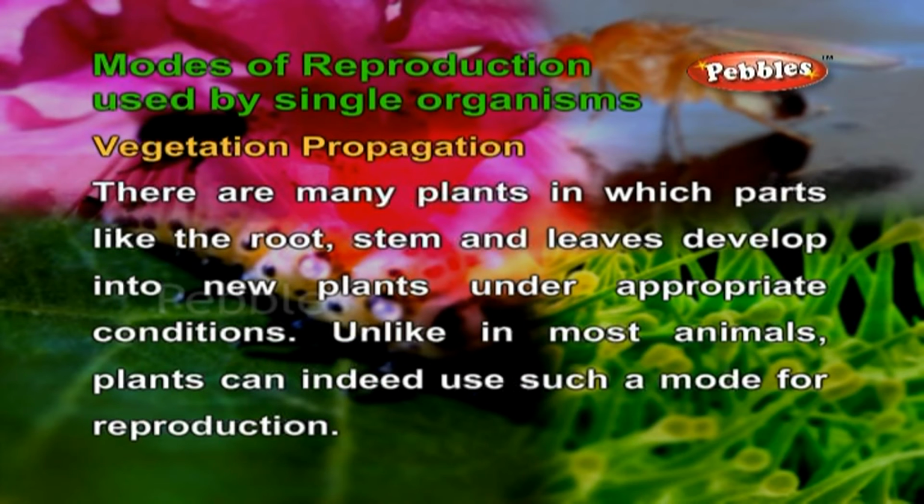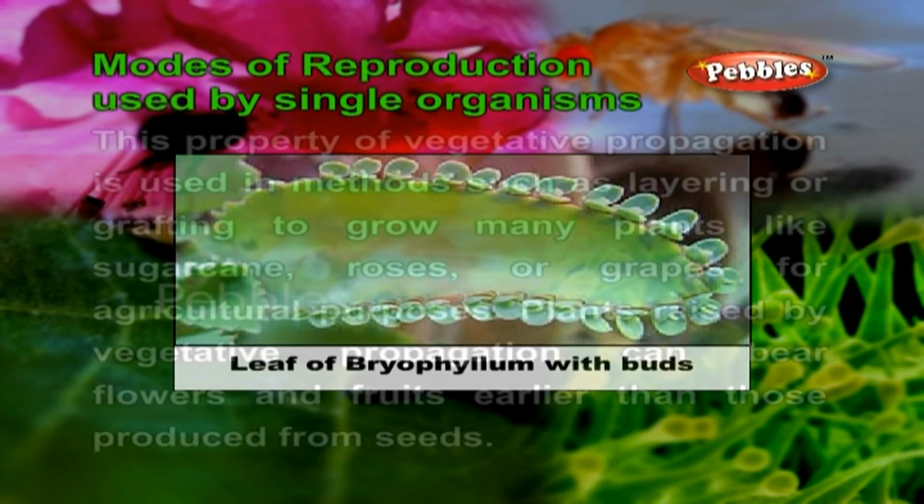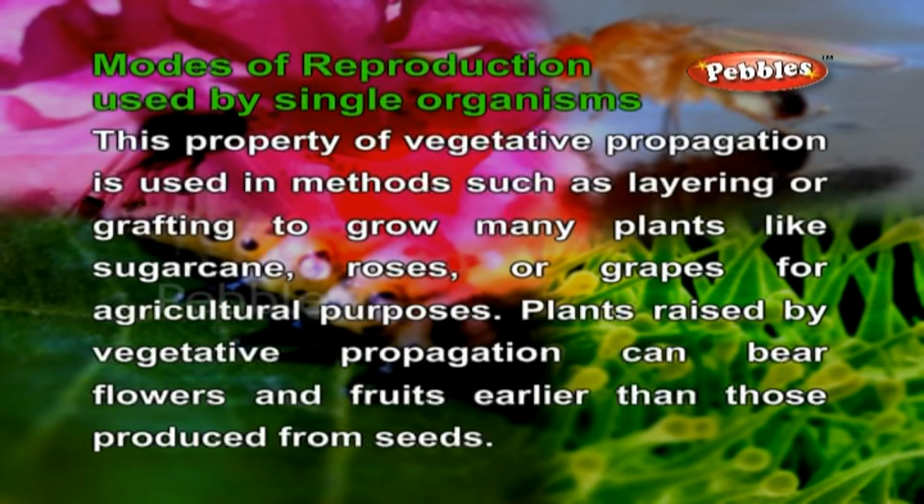Vegetative propagation. There are many plants in which parts like the root, stem, and leaves develop into new plants under appropriate conditions. Unlike in most animals, plants can indeed use such a mode for reproduction. This property of vegetative propagation is used in methods such as layering or grafting to grow many plants like sugarcane, roses, or grapes for agricultural purposes.